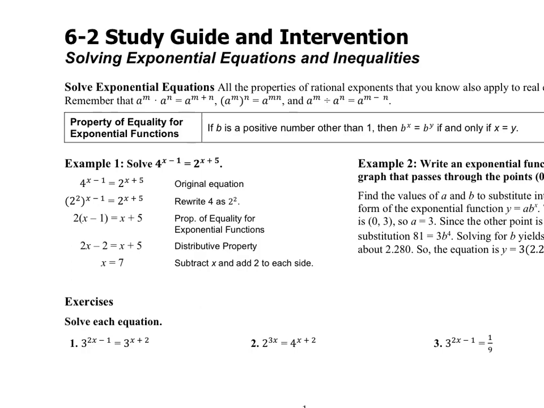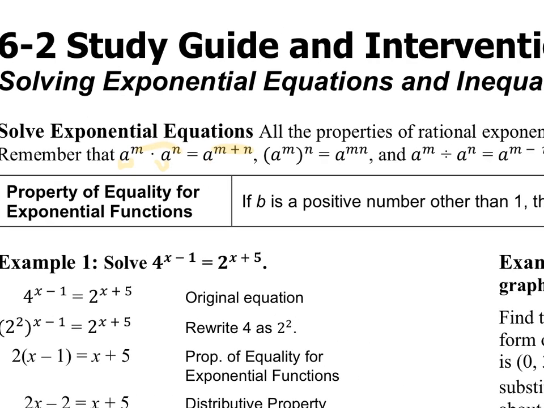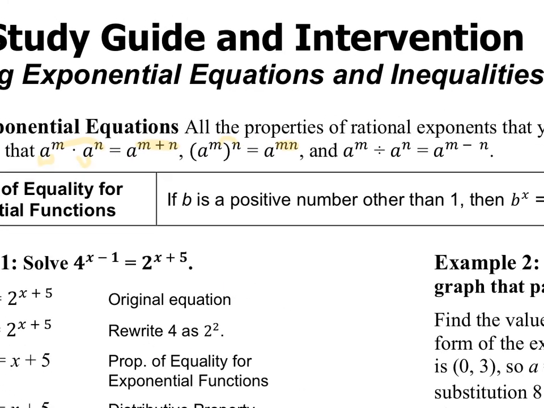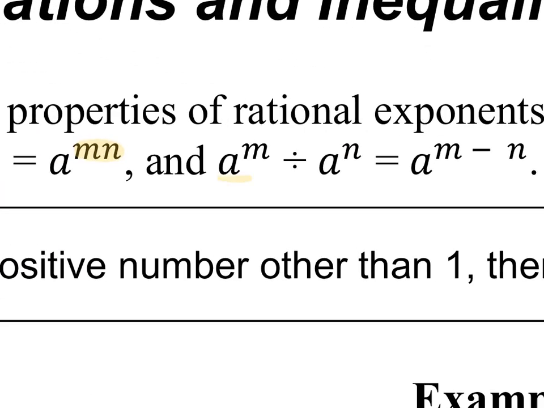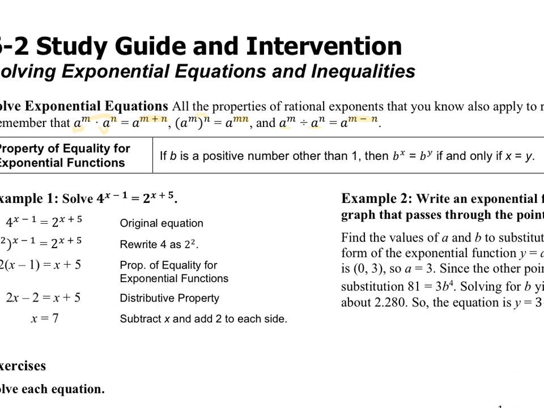What we've got here is it's first going to start us off with rules of exponents. The rules of exponents from earlier chapters are: same base, add the exponents; power to a power, you multiply; and if you're doing same base divided by same base, the exponents subtract. This is an important rule here.